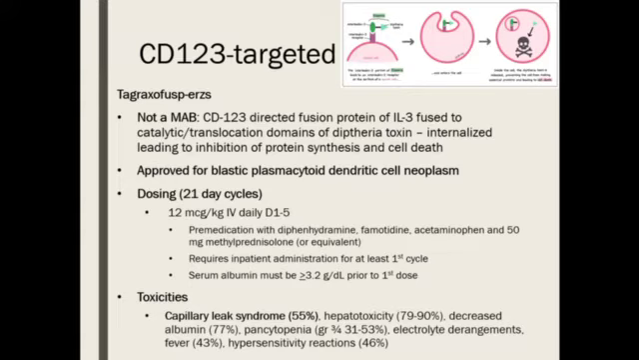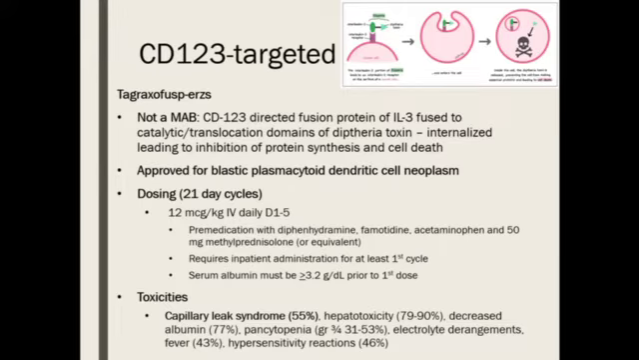The dosing is a bit odd, and it's on the slide here. 12 micrograms per kilo IV on days 1 through 5 of a 21-day cycle. Pre-medications are significant here. We're talking about Benadryl, famotidine, Tylenol, and at least 50 milligrams of methylprednisolone or equivalent corticosteroid. It requires inpatient administration at least for the first cycle. It's got this interesting caveat about serum albumin dosing, requiring a patient's serum albumin be at least 3.2 grams per deciliter prior to the first dose.